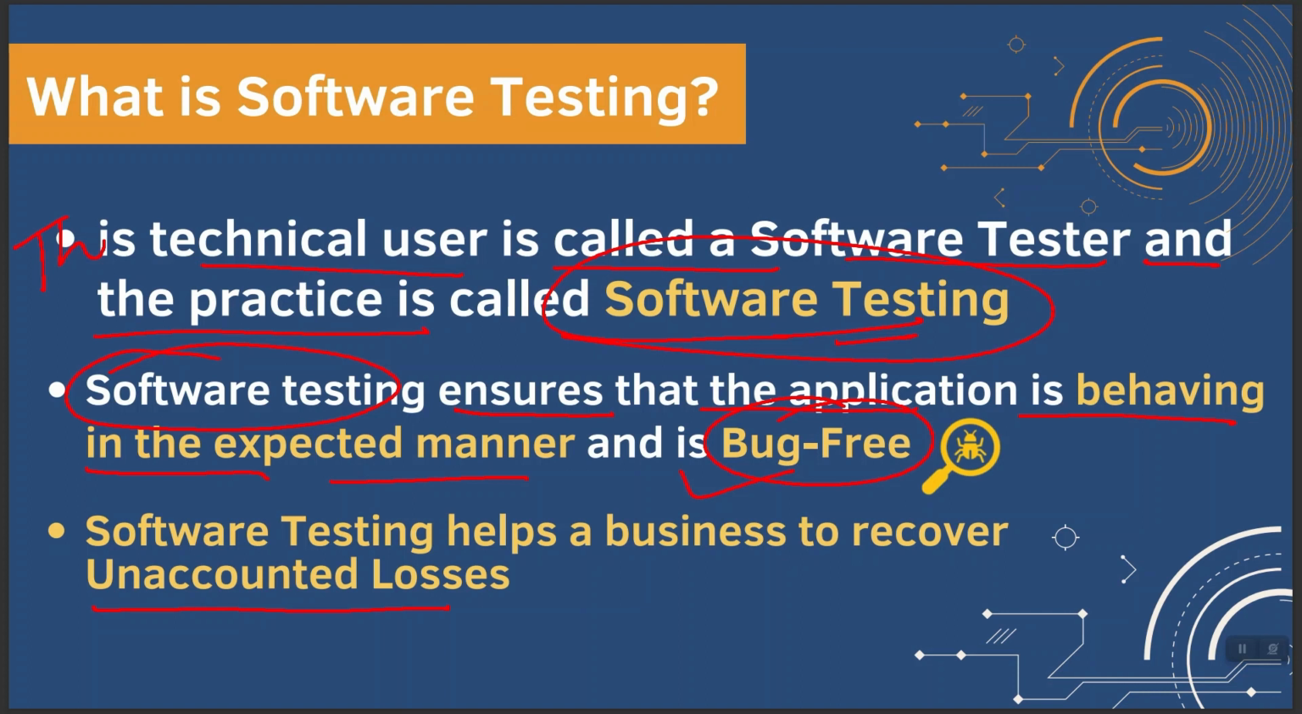I mean, you have booked food on Zomato and you are able to get the whole money refunded without getting connected with the customer care executive. This could be the biggest flaw. Until someone really finds it out and fixes it, Zomato might have lost a lot of money, which would not be noticed. It would be an unaccounted loss for Zomato. So, software testing helps a business to recover from unaccounted losses.